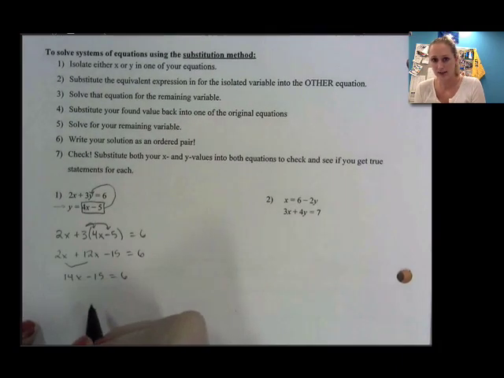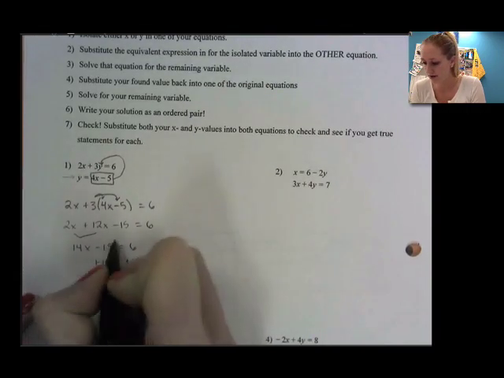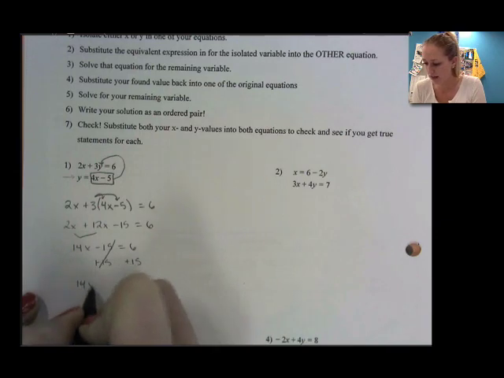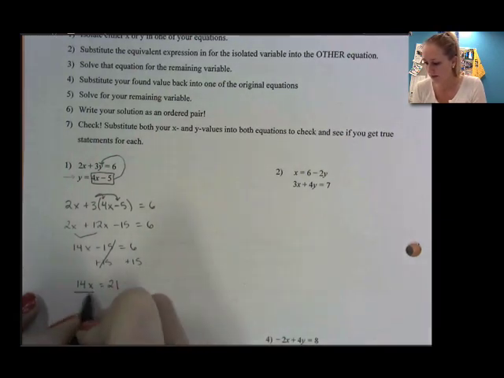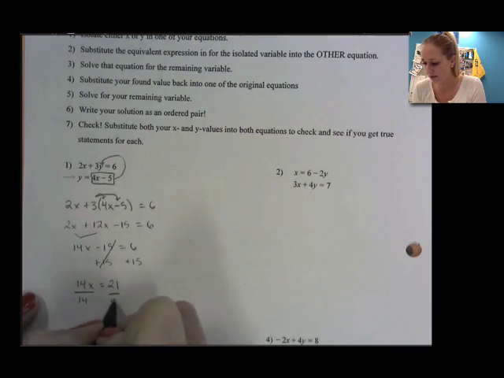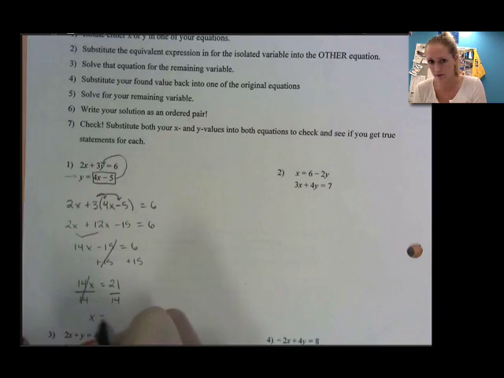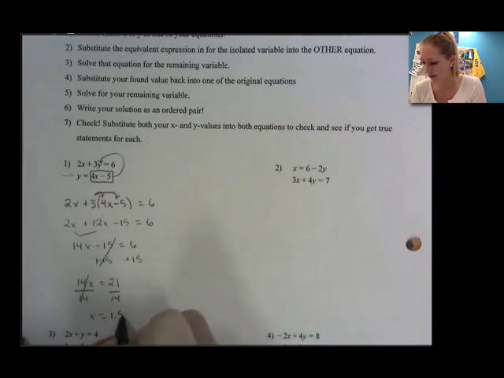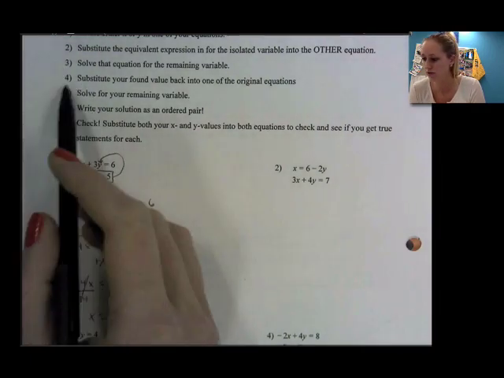Now I'm trying to get x by itself. So our next step would be to add 15 to both sides. And then 14x equals 21. Divide by 14. And I believe we get 1.5 there when we solve that. X is 1.5 when I do 21 divided by 14. Now remember, our solution is an x and a y. It's an ordered pair.